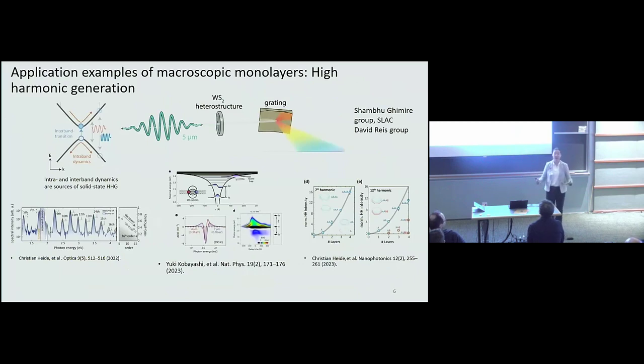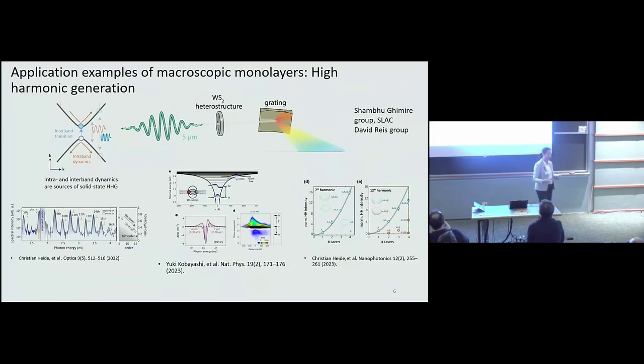So one of the things we have done with this very large area monolayer is we use them to look at the strong field induced physics, and in particular, this is the higher harmonic generation. We send very, very intense mid-IR light onto the monolayers or some heterostructures, and we see higher harmonics of them. This is done in collaboration with Shambu's Gimaris lab in SLAC. With this, in addition to the second harmonic, where people usually see these structures, now we see up to 15 harmonic orders with different intensities.